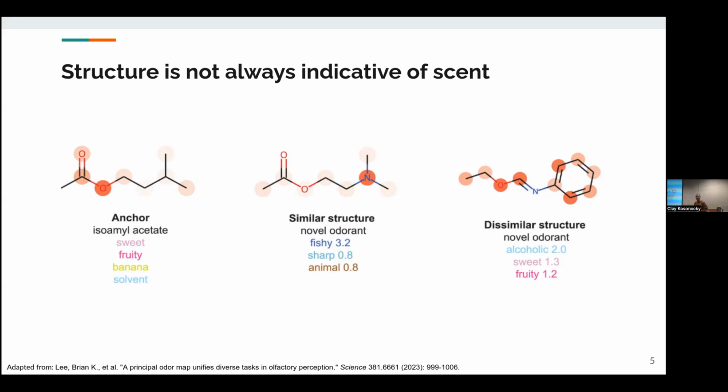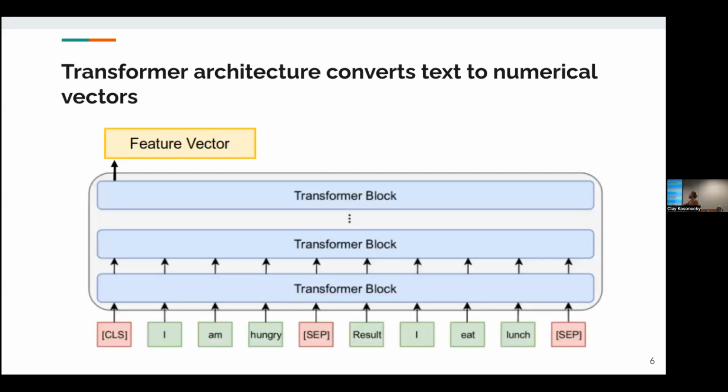So we'll walk through how to use machine learning to solve this problem. Jump right into some of the architecture. Transformers can convert text to numerical vectors. At the bottom here, we have language split into words. We pass it through this transformer network, which we'll get into the structure of later, and we get out a feature vector.